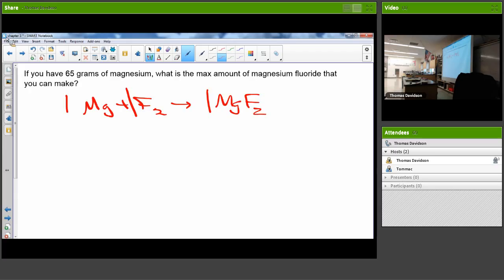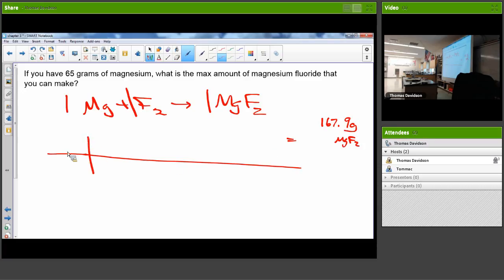So you can check your balancing right there. Okay, let's wrap this one up. I don't know. What was the answer overall? Who has that? 167.9 grams of MgF2. Who had that? Raise your hands. Or close enough? Okay. So let's just double check in case you still are not with me. 65 grams of Mg. We need to get rid of grams Mg, so we have 24 grams of Mg for every 1 mole, right?